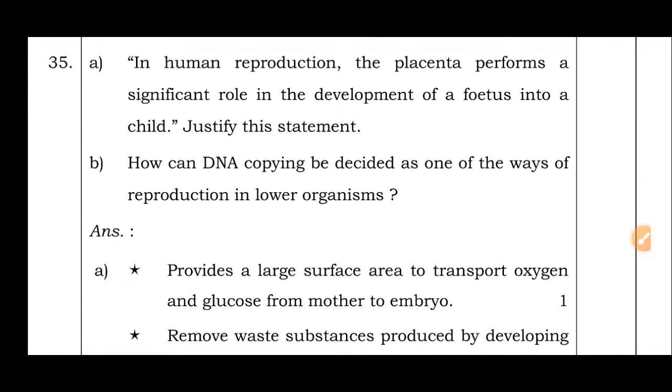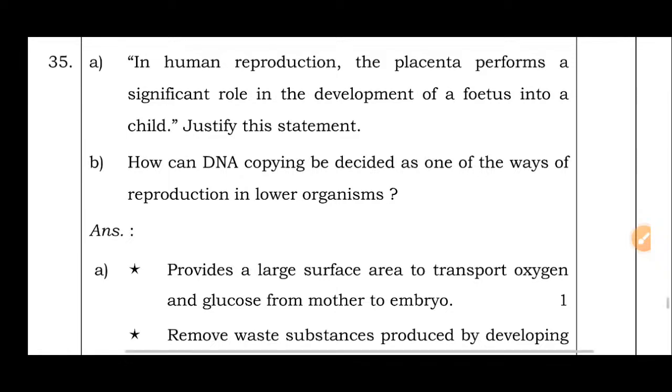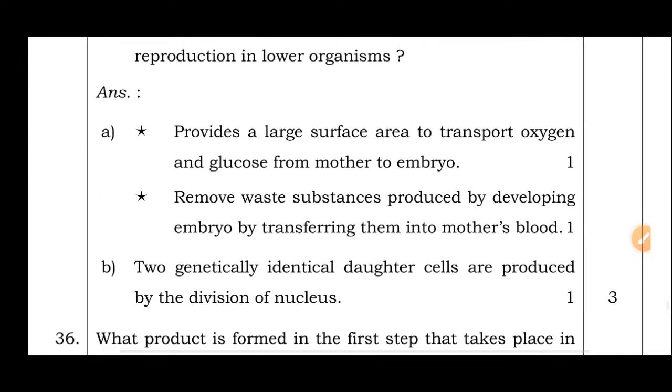Then 35th question A. In human reproduction, the placenta performs a significant role in the development of a fetus into a child. Justify the statement. It provides a large surface area to transport oxygen and glucose from mother to embryo. It removes waste substances produced by the developing embryo by transferring them into the mother's blood.